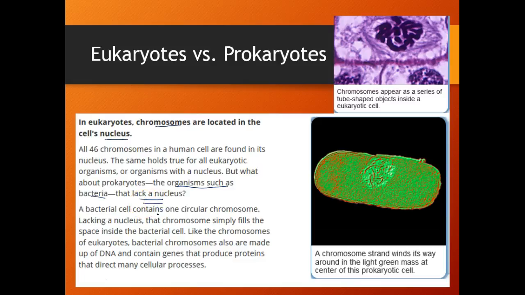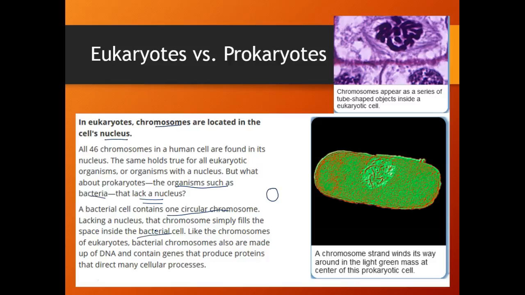So where exactly is their DNA? A bacteria cell usually only contains one circular chromosome called a plasmid. So it just looks something simple like that. And because it doesn't have a nucleus, the chromosome simply fills the space inside the bacterial cell. So it'll just hang out within the cell.